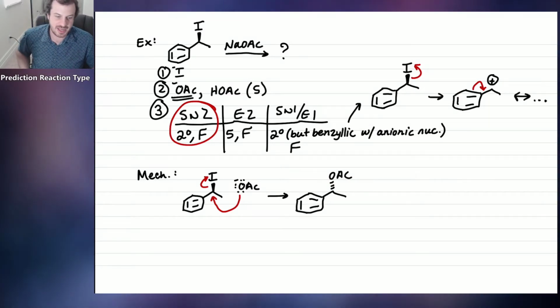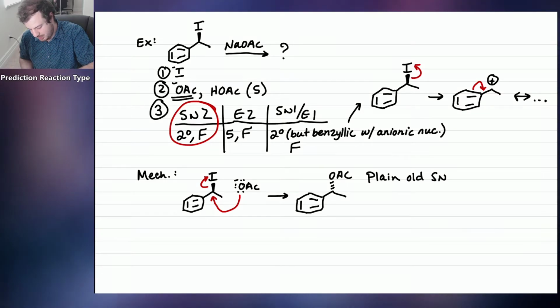Okay, there's the mechanism of the SN2 reaction. Remember, it's all a single step. The nucleophile does backside attack, displacing the leaving group and replacing the leaving group with that nucleophile, making sure to change that wedge to a dash. So, plain old SN2.